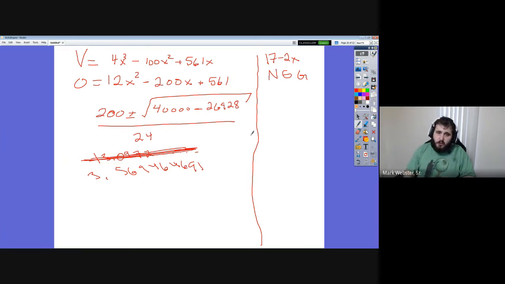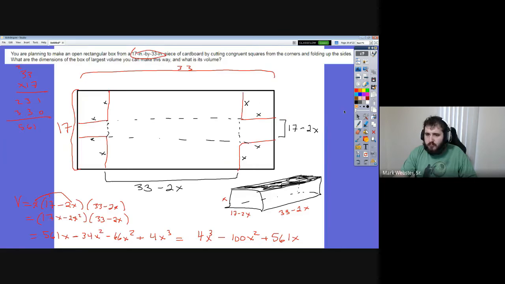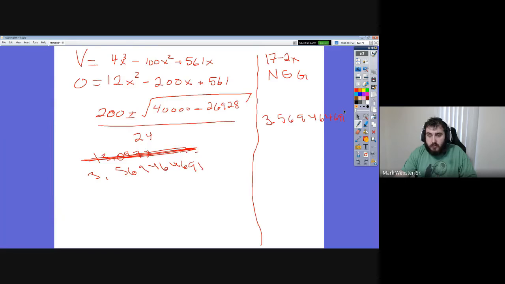So the only thing we do care about is this answer right here, 3.5694. And I'll tell you in advance, this is good. If they're giving you something like this, it's a calculator portion situation. So what are the dimensions of the box? Well, there's 3.5694, right?